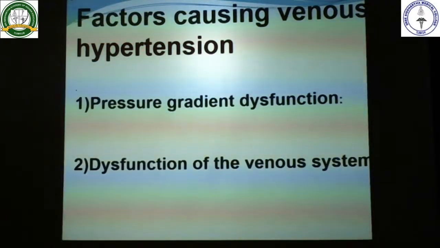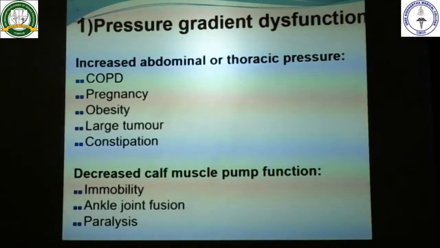One of the factors is varicose vein. The development of varicose vein is because of venous hypertension. So what are the factors which cause venous hypertension? There are two important factors. One is pressure gradient dysfunction, and the second one is venous system dysfunction. These are the two factors. Next, what is pressure gradient dysfunction?